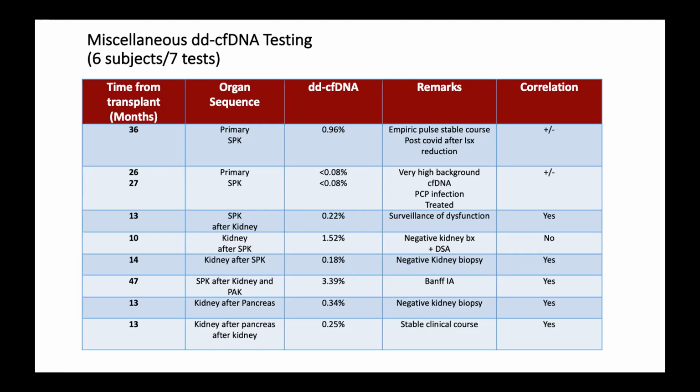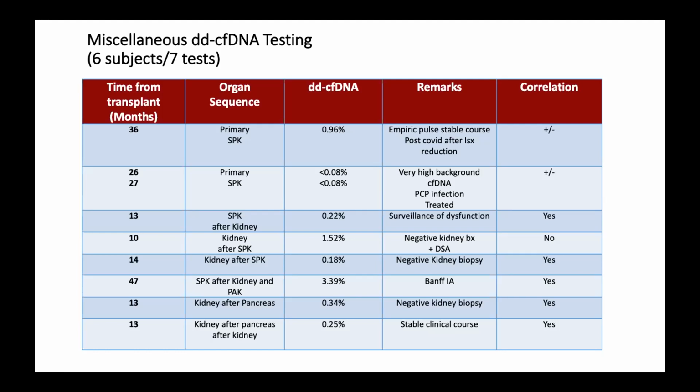Another case where a person was about 26, 27 months out of simultaneous kidney and pancreas transplant, dealing with PCP pneumonia. Immune suppression had to be reduced, and we ran into organ dysfunction. So we thought about rejection. We tried to biopsy. That person was not biopsyable because of the window or the anatomical constraints, despite several attempts. So we ordered the test. The test came back negative.